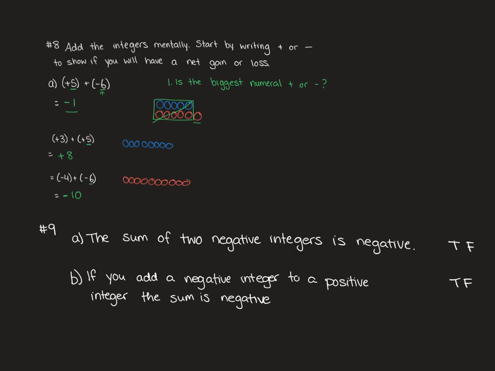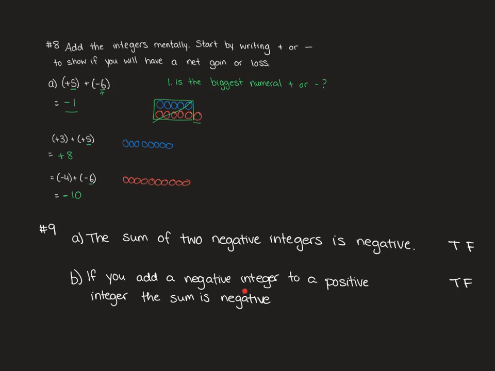Question 9 is going to ask you a couple of true or false questions. So the first one is, the sum of 2 negative integers is negative. So here's 2 negative integers. We got a negative. That would make it seem like it's true, but you need to go through question 8 and look at all of the examples. Is it always true? Okay, if it's not always true, then it's false. But if you look, see if it's always a negative.